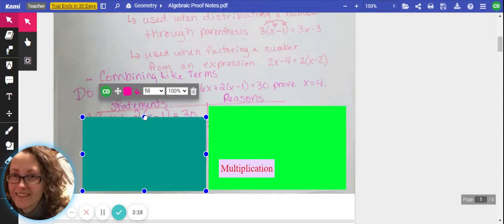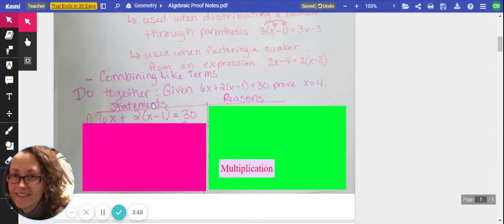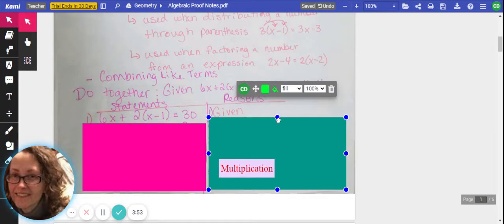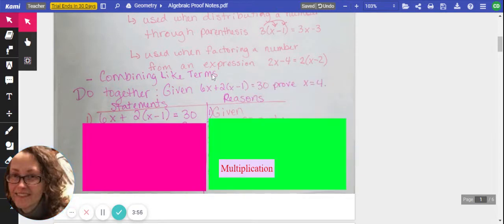I'm going to start out my statements always with what I'm given. So every time I'm given a proof, my given is going to plop right down here in my first step, and my reason is always going to be given. This is basically me pulling the problem into my proof.